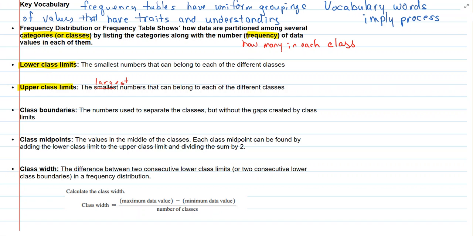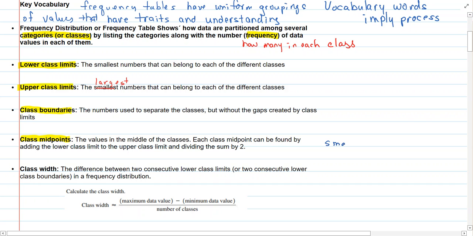The class boundary is the numbers used to separate the classes, but without the gaps created by the class limits. I put that one twice because I did better on concepts of that further in our lecture. Class midpoints, which is a little math, small math, done on home screen.